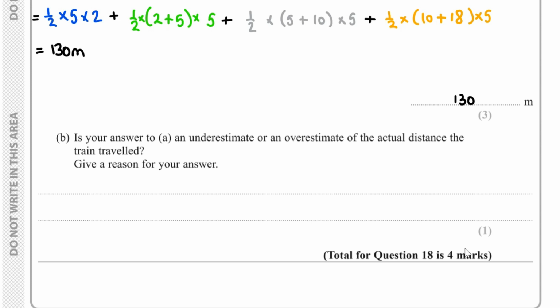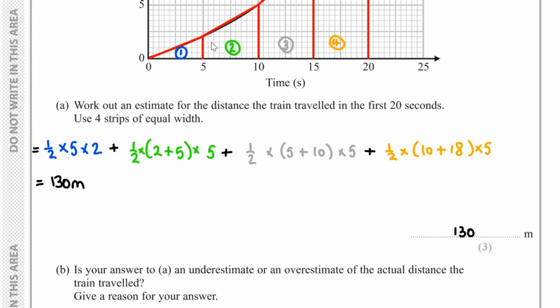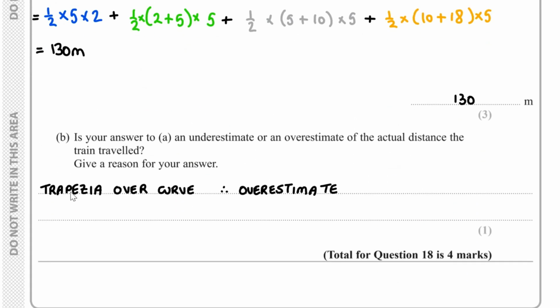Now for part B, is our answer to part A an underestimate or an overestimate of the actual distance the train travelled, and we must give a reason for our answer. Well, the trapezia are over the curve, and that's exactly what we saw in red over here. So the trapezia are over the curve, and therefore we have an overestimate.